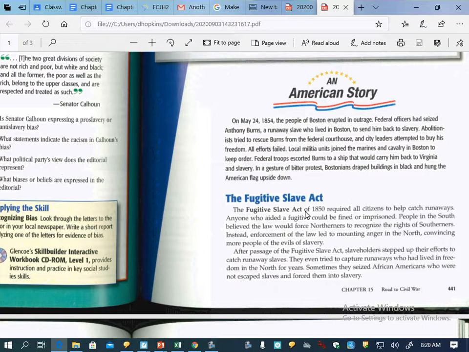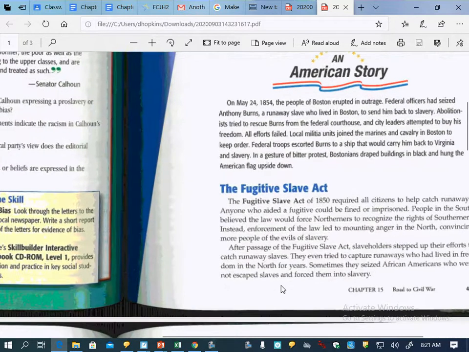All efforts failed. Local militia units joined the Marines and the cavalry in Boston to keep order. Federal troops escorted Burns to a ship that would carry him back to Virginia and into slavery. In a gesture of bitter protest, Bostonians, don't see that word very often, draped buildings in black and hung American flags upside down. So I liken a lot of what we are seeing now to the unrest in some of our cities. However, as we try to make those connections, we'll see what actually led the United States into a civil war.